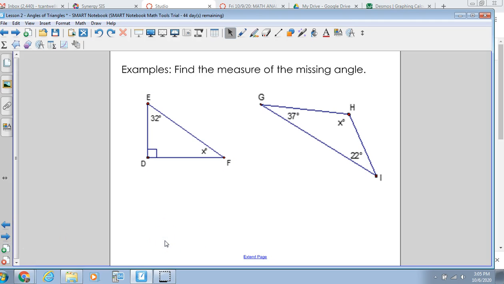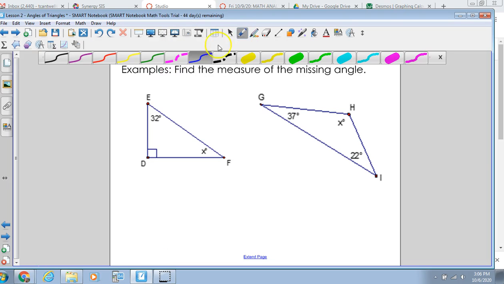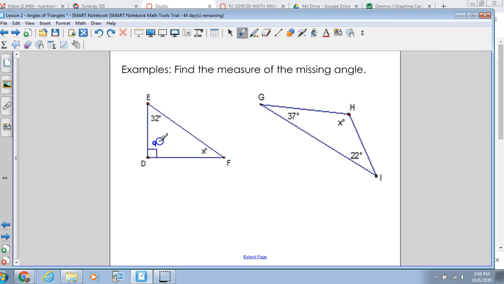So let's find some missing measures. Well, when we have numbers, then all we have to do is add up our values and subtract from 180. We could do this with algebra or with just using our calculator. In the first one right here, we've got this angle right here. This is 90 degrees. So 90 plus 32 plus this missing value, x, is 180. If we add up the 90 and the 32, then we get 122, and when we subtract that from 180, then we get our missing angle is 58 degrees.